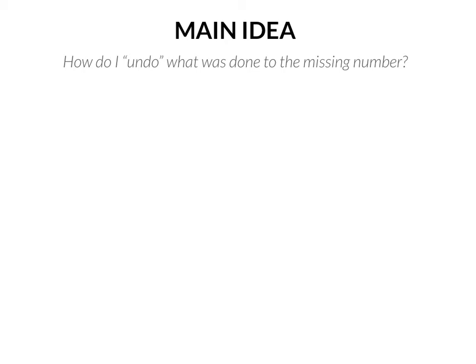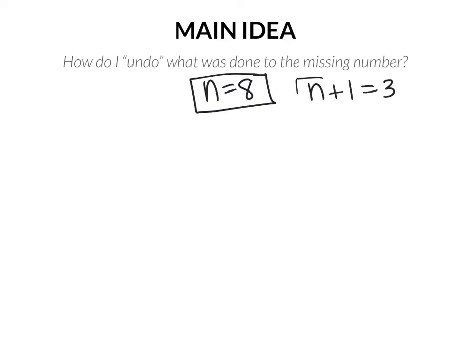So for example, if I just say that n equals 8, then my variable already is isolated and I know that my solution, my number that is missing, is 8. If I say that my number plus 1 gives me 3, that's easy because I know that 2 plus 1 gives me 3. So my missing number of n must be 2.